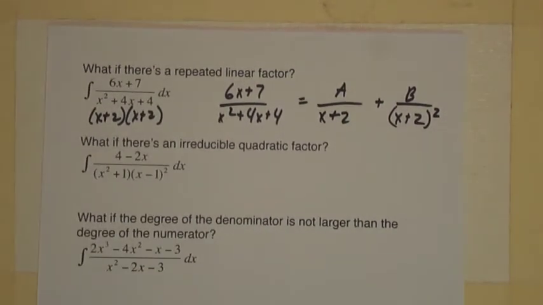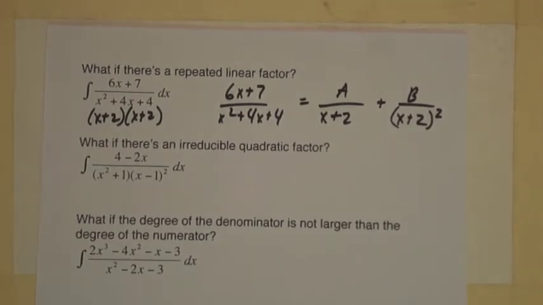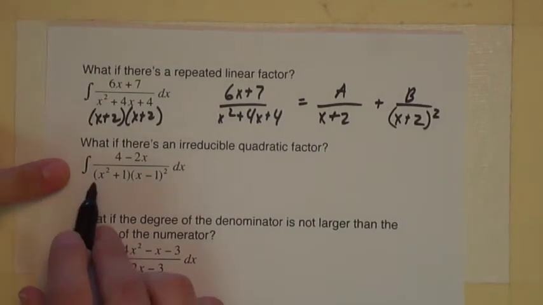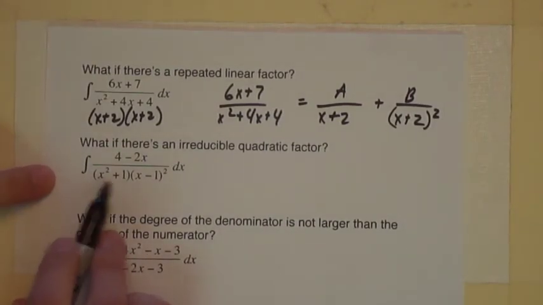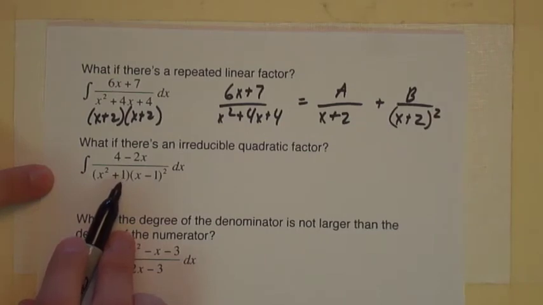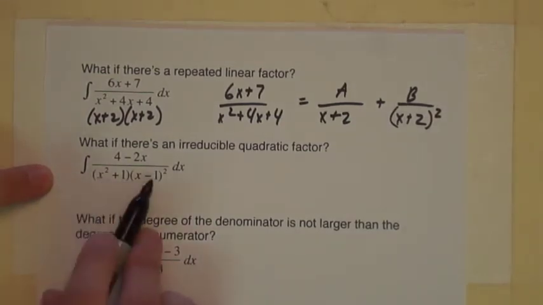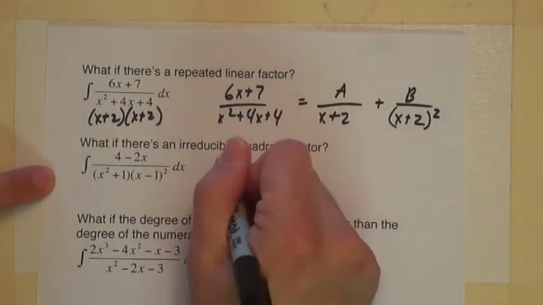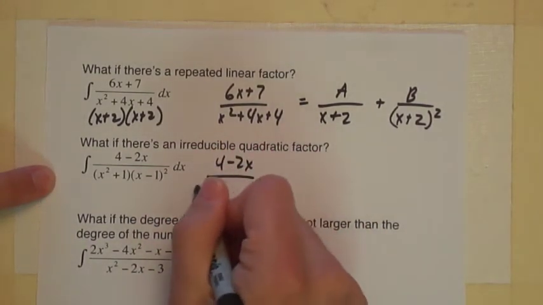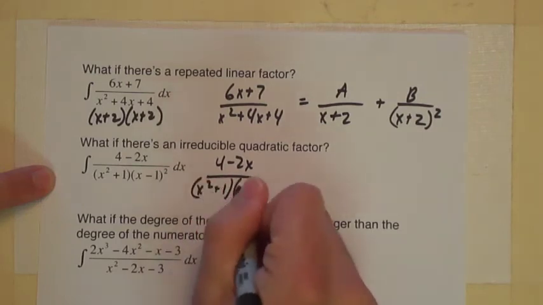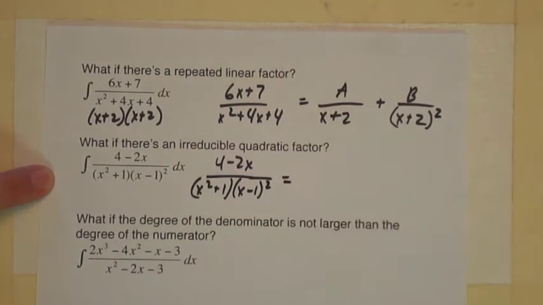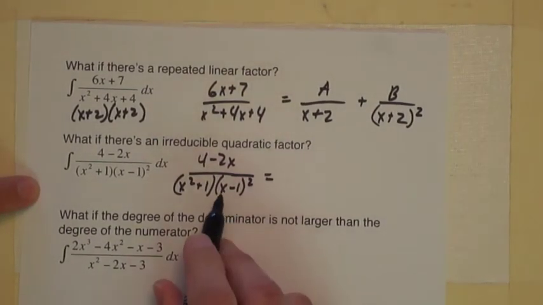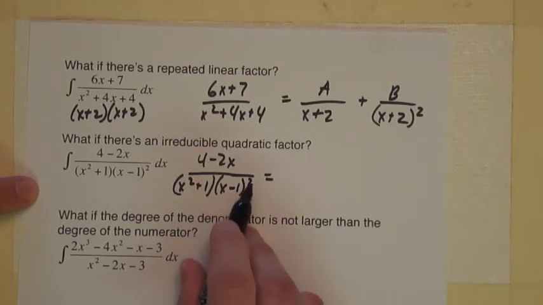Here's another thing that could happen. What if you have an irreducible quadratic factor in the denominator? By which I mean an unfactorable quadratic like x squared plus 1. So let's see if we can set up this one as a decomposition into partial fractions. So let's write 2x divided by x squared plus 1 times x minus 1 squared. Well, let's start by setting up what we do know how to deal with, which is this x minus 1 squared.